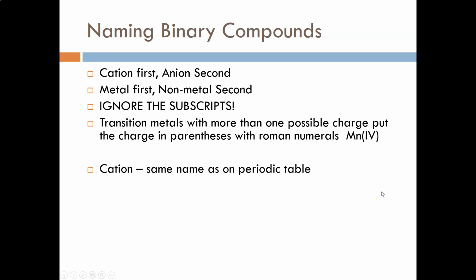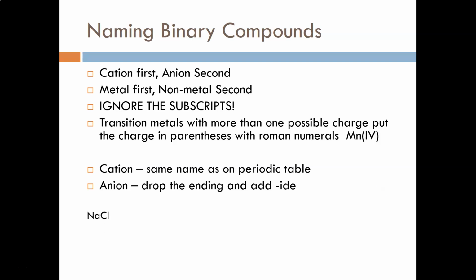The cation is going to keep the same name as the periodic table has. Potassium, sodium, iron, gold, zinc, right? They're going to just keep the same name. The anion part's a little different though. We have to change the ending so that people know that it was an ion, okay? We just change it a little bit. We're going to drop the end and say "ide."